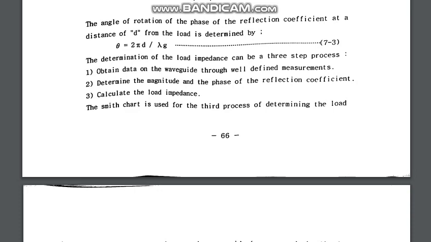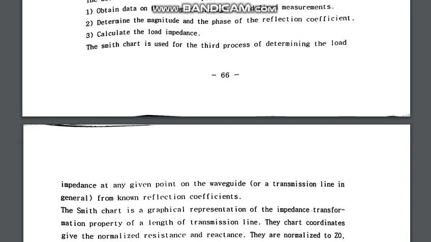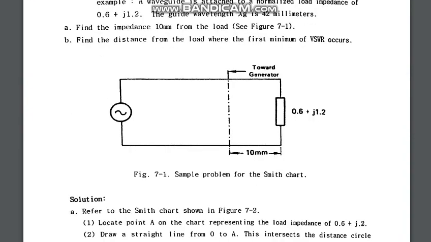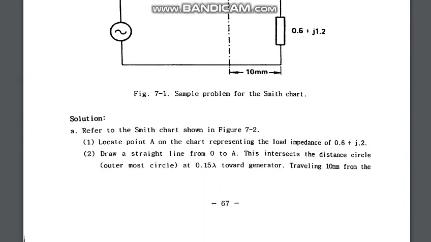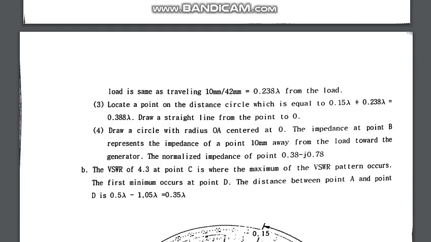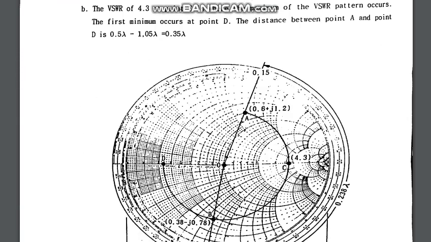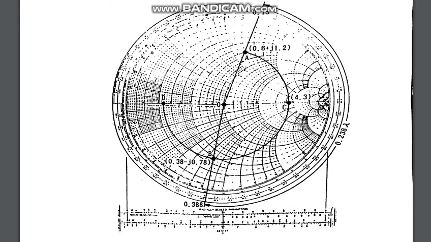The Smith chart is used for the third process of determining the load impedance. Now it is quite known to us, the math has been done by this, and you know how to measure the SWR, and there is a simple video on my YouTube that I have posted on how you could measure the SWR and the matched load by Smith chart.